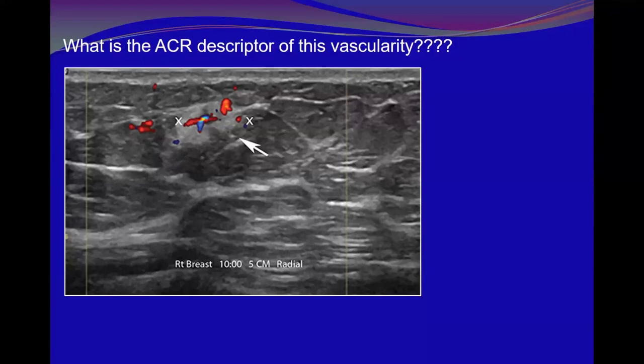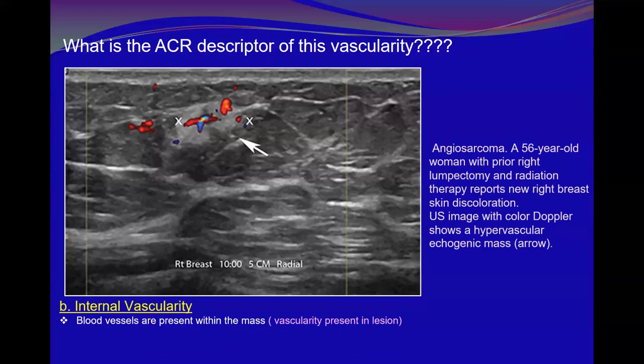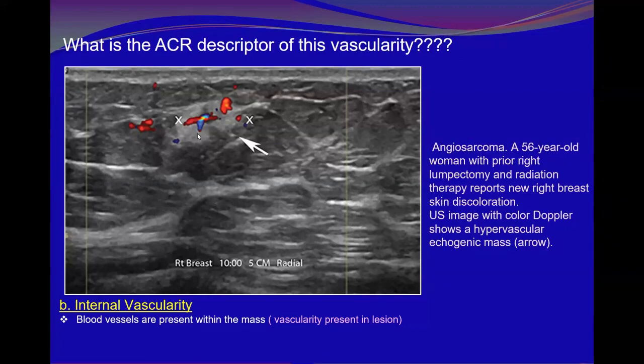The descriptors are... are you following me? Vascularity inside the mass, yes, rim vascularity, and no vascularity. Excellent. So what about this? Is it inside the mass, internal vascularity? Yeah, intralesion vascularity. Excellent, well done. Yeah, this is intralesion vascularity. This is the case, a hyperechoic mass, if you have seen, with internal vascularity in a case of angiosarcoma.